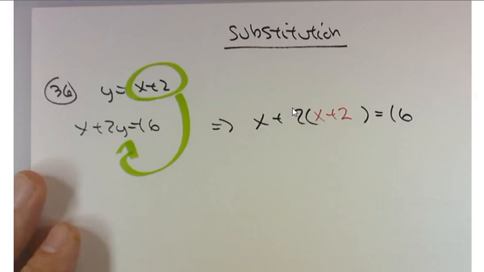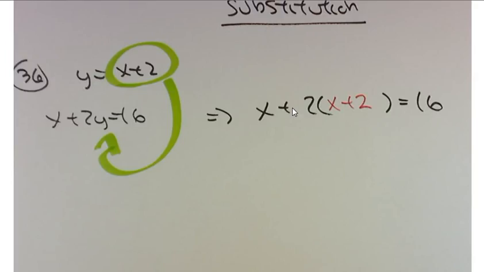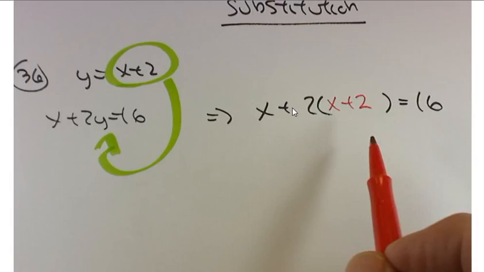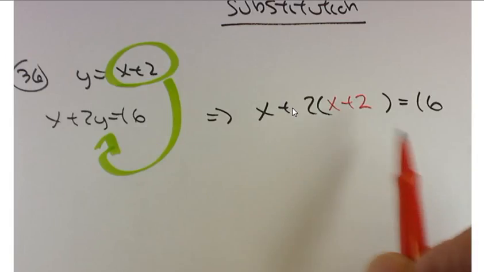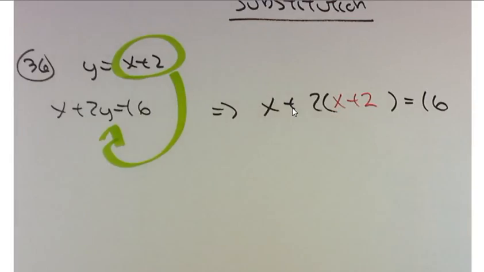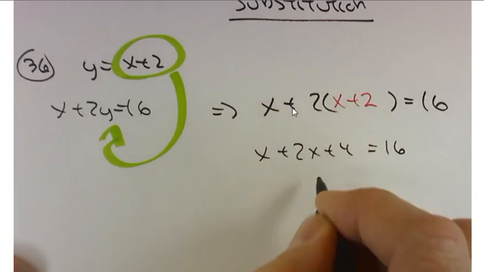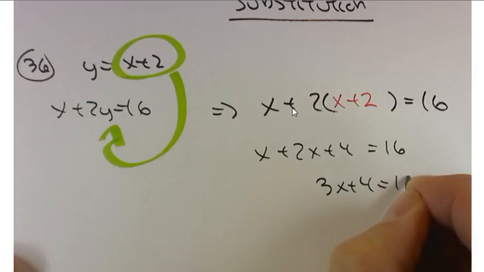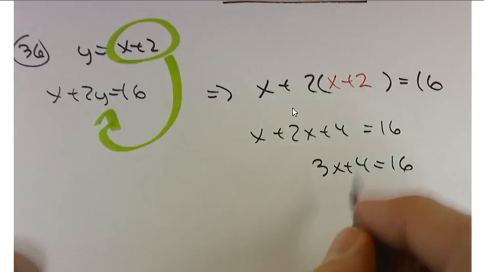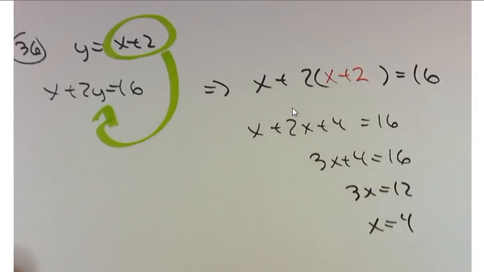What's the advantage in that? What did I gain by doing that little bit of hocus pocus? Yeah, I got rid of the y, right? This equation just depends on one variable, which is x, and we can solve that. So x plus 2x plus 4 equals 16. 3x plus 4 equals 16. This is just a linear equation. Subtract 4 from both sides, 3x equals 12. So x equals 4. Yay!